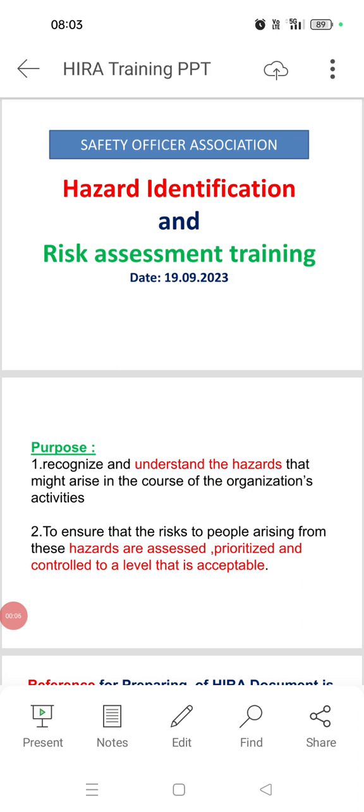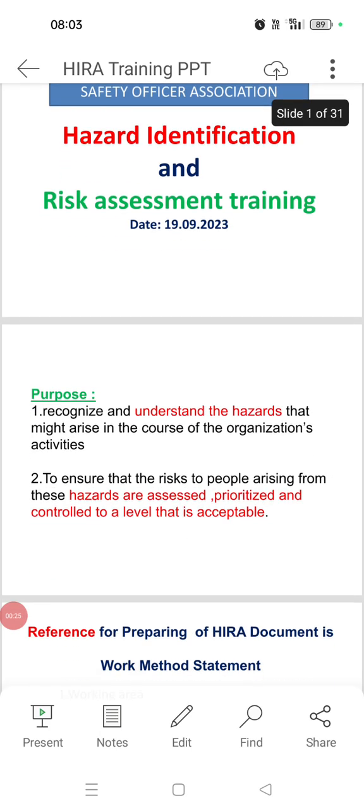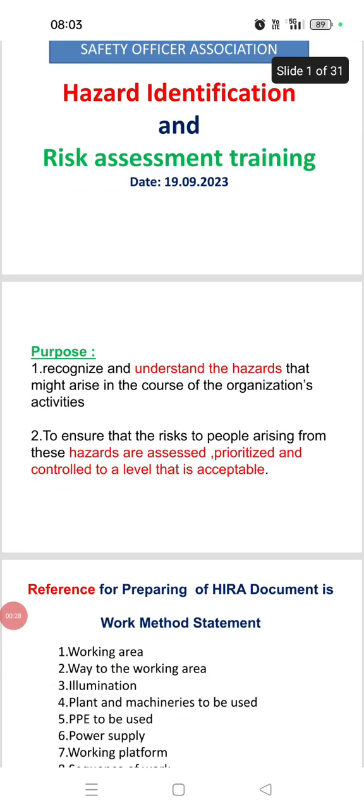Today we will start our hazard identification and risk assessment training. I cannot conduct the training fully, so we will go by part, so that you can understand easily. What is the purpose of hazard identification and risk assessment? The main purpose is we have to understand the hazards that might arise in our organization's activities, and also we have to ensure that the risk to people arising from these hazards is assessed, prioritized, and controlled to a level that is acceptable.